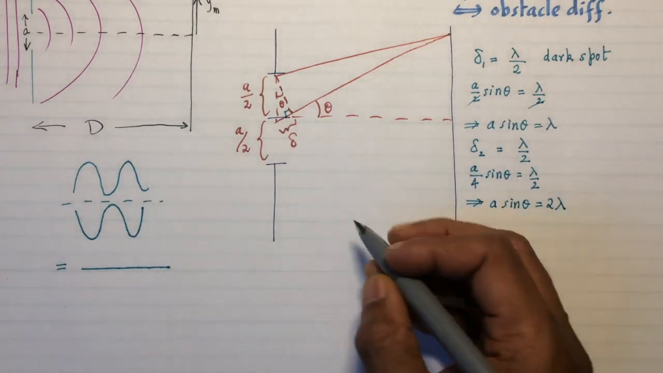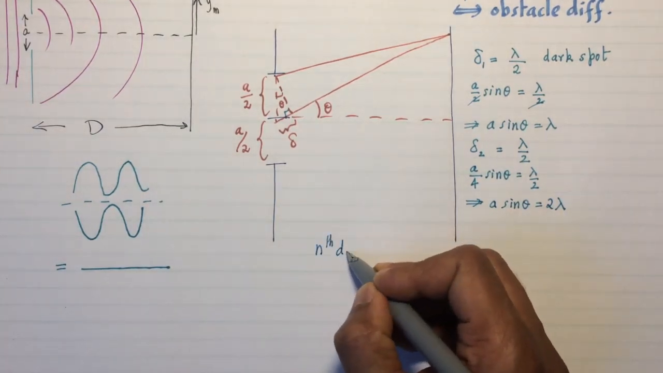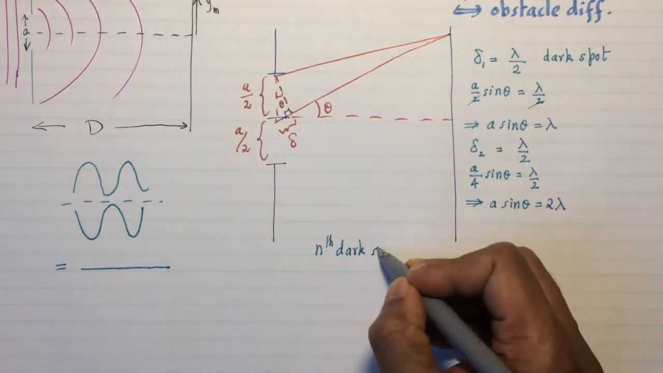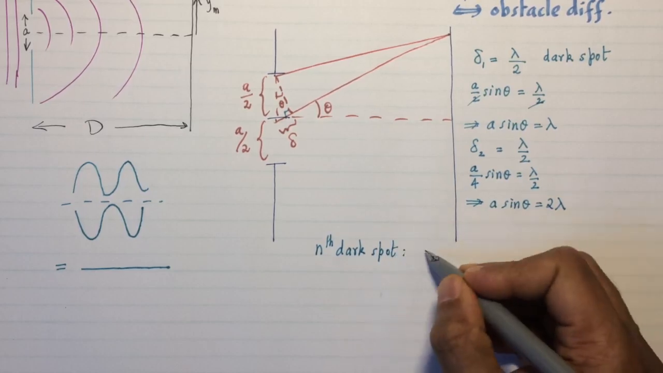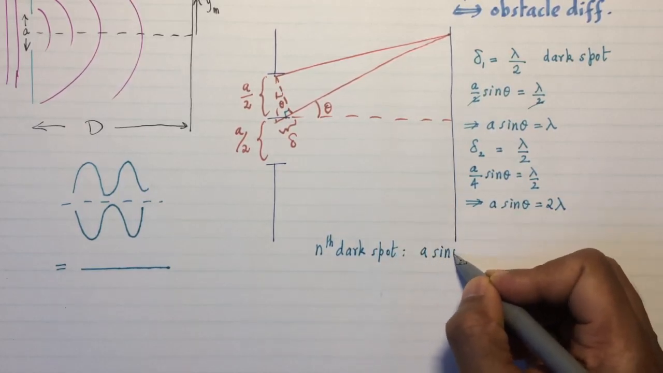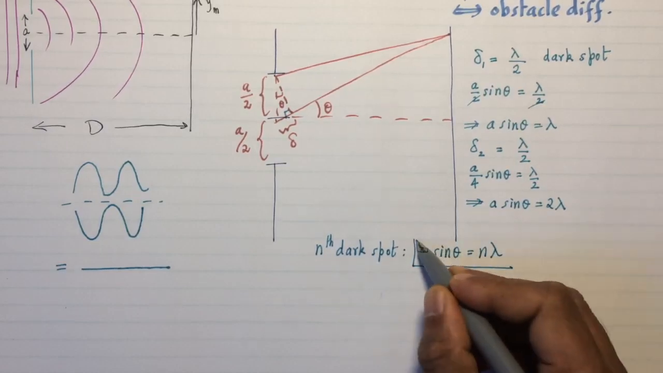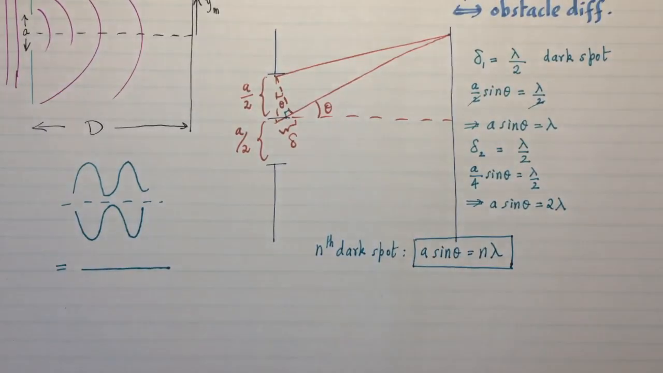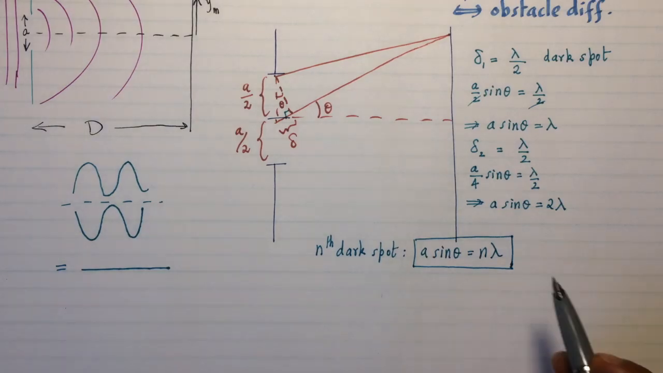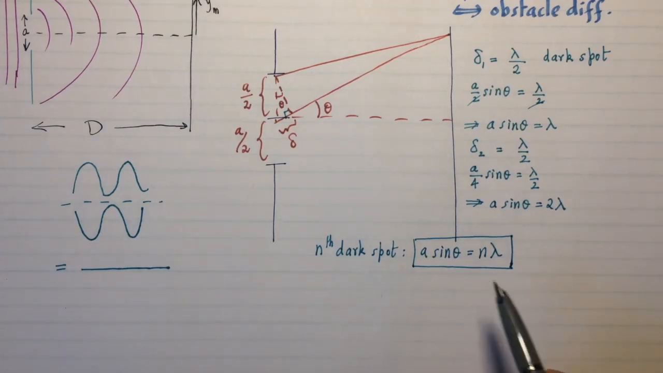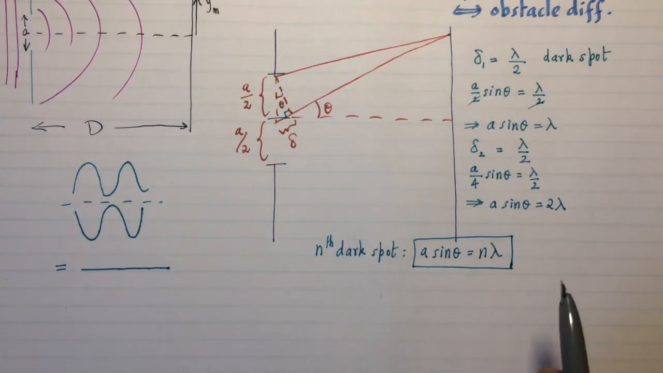It looks like for the nth dark spot, we have to have a sine theta equals n lambda, where n is some integer. Now it makes sense, at least intuitively, to think of the bright spots as occurring in between the dark spots.